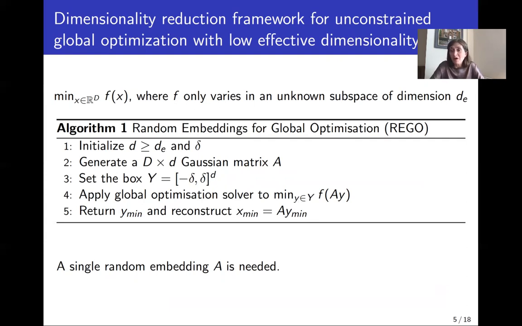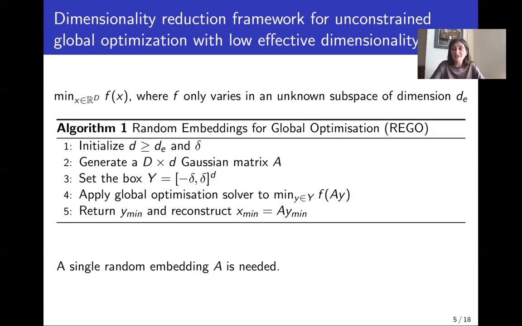Very simple framework. One random projection, assuming F has this special structure, but not knowing the exact structure except its dimension. Because our original problem is unconstrained, and because of the properties of these special functions, it turns out that one random embedding is enough to obtain our original solution with high probability.